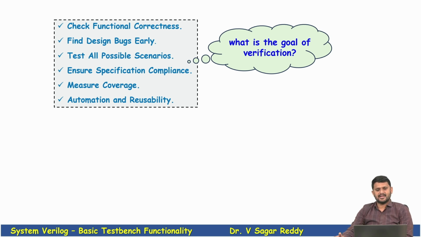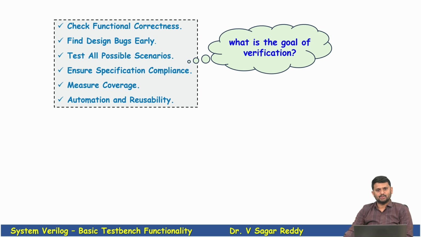And the next one, measure coverage. Verification also checks whether we have tested everything or missed something. We use coverage metrics like code coverage, functional coverage, or assertion coverage to make sure all parts of the design and all scenarios are verified.